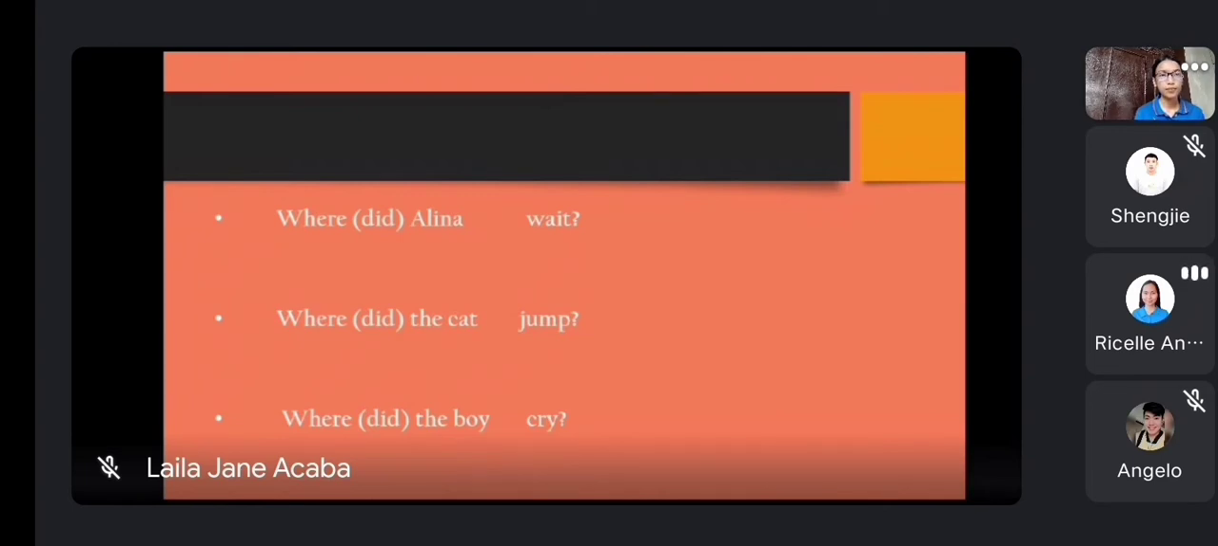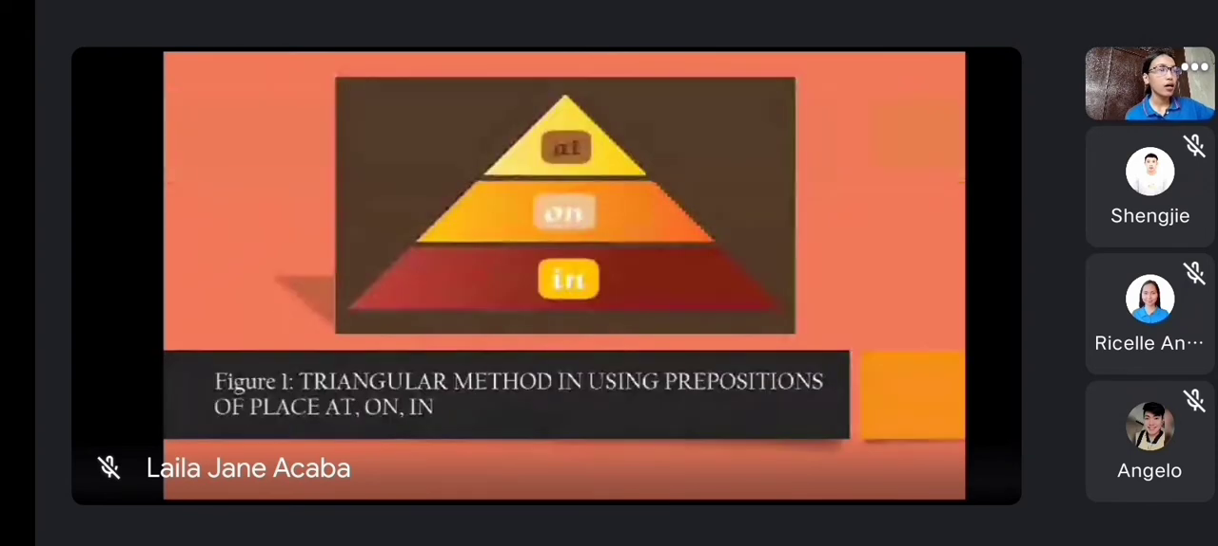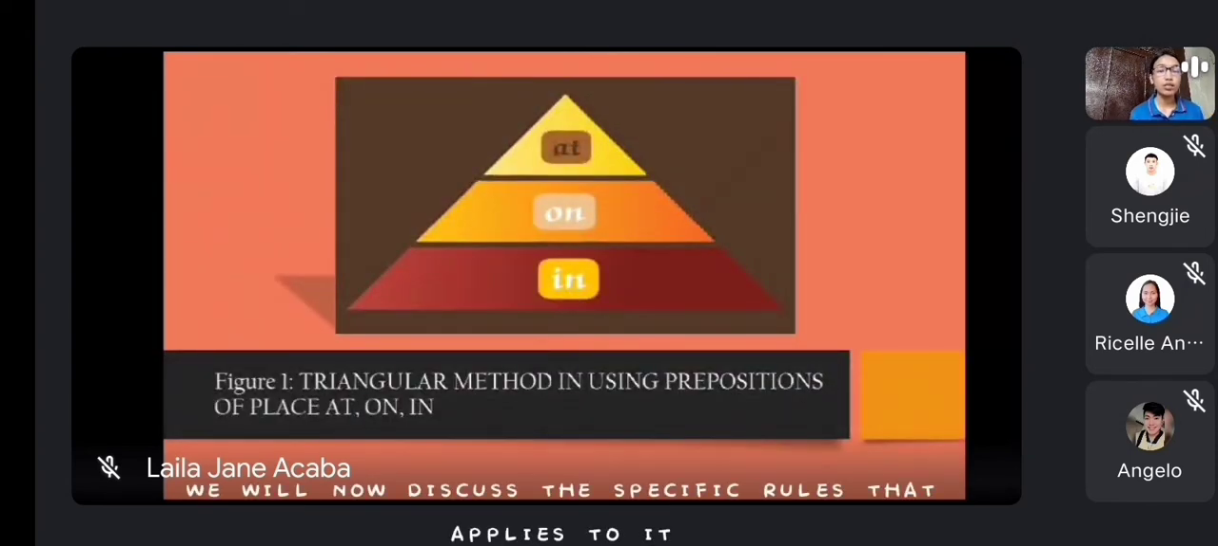Rizal, ma'am. Okay, Rizal. Ma'am, in the room po. Okay, very good, guys. Seeing that we used where because it is used to ask where the place is. Now that we are familiar with the proper use of prepositions, we will now discuss the specific rules that apply to it.